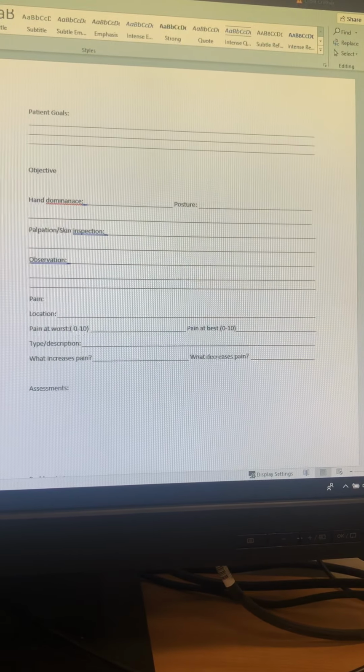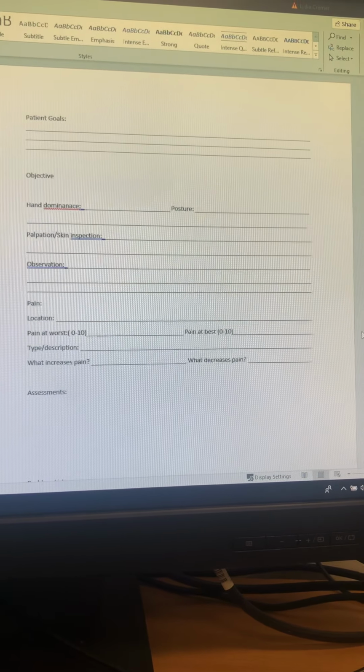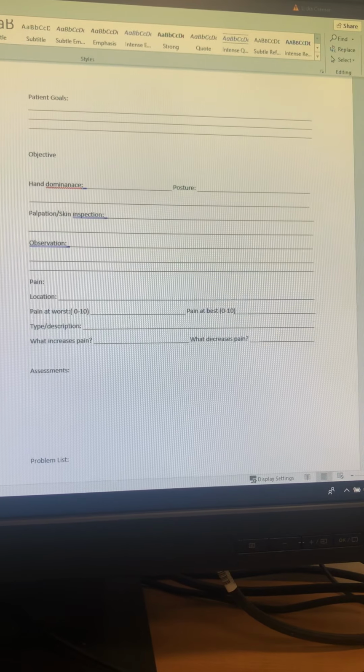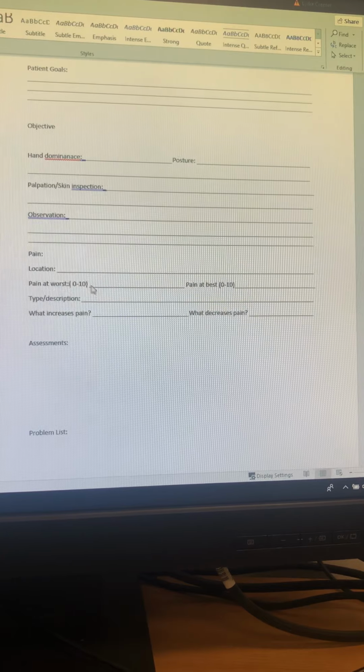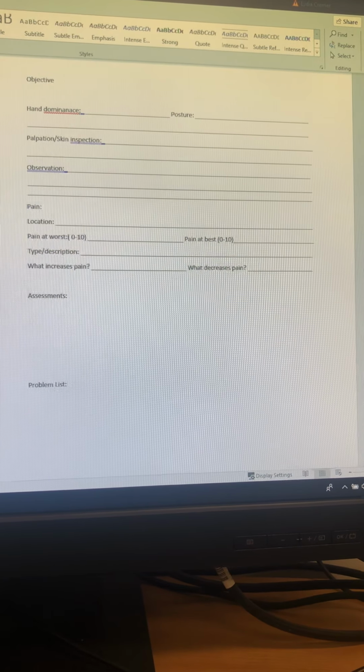When you scroll down into that observation, really explain what you see, what you are observing, and highlight anything that's abnormal in this section. Most of you did well and were able to complete pain.